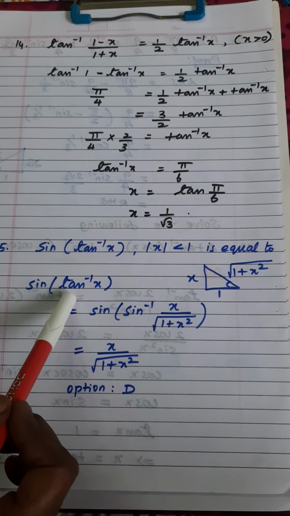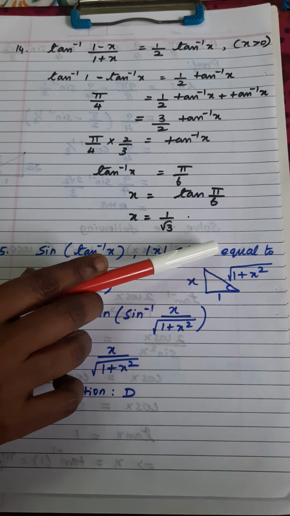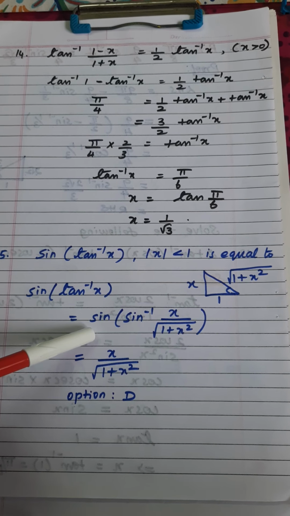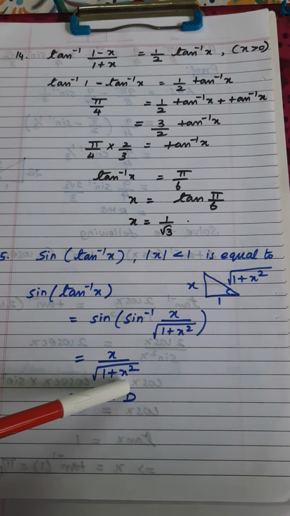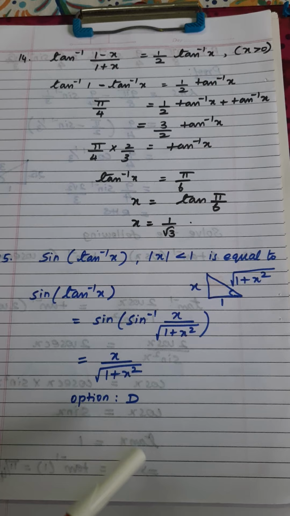Now we can write tan inverse in terms of sine inverse. Sine inverse of opposite by hypotenuse, x by root of 1 plus x square. Sine and sine inverse will get cancelled. The remaining is x by root of 1 plus x square, that is nothing but option D. So the correct answer is option D.